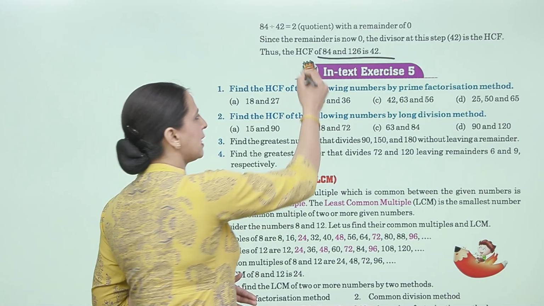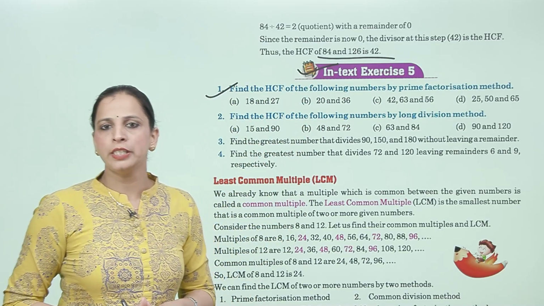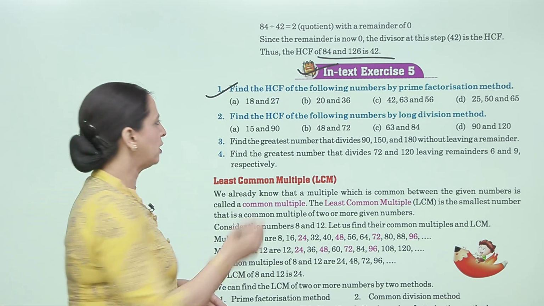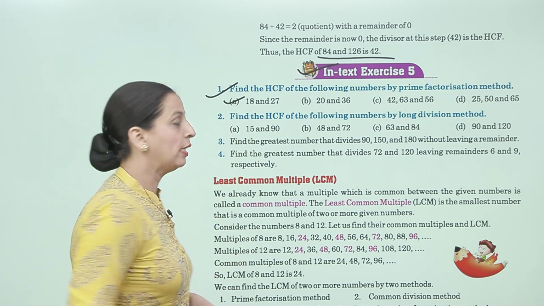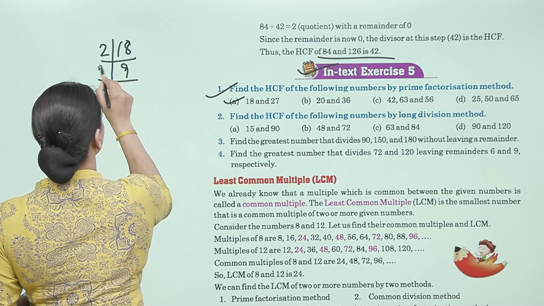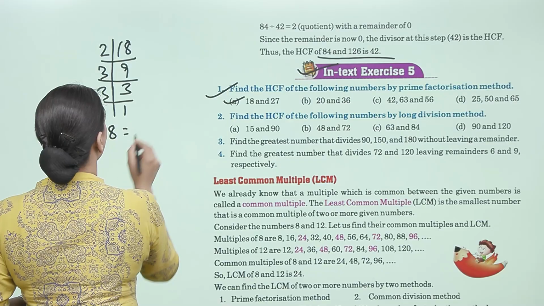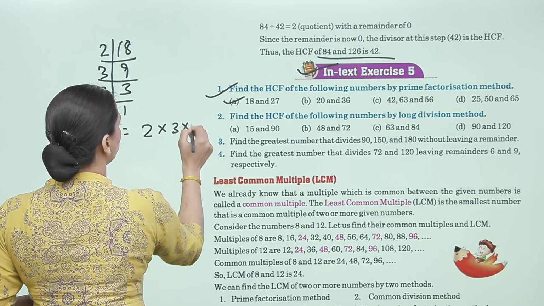Now, in Text Exercise 5, question number 1. Find the HCF of the following numbers by prime factorization method. Now, A part: 18 and 27. Let us find the factors. 2 9s are 18, 3 3s are 9, 3 1s are 3. Factors of 18 are 2 into 3 into 3.